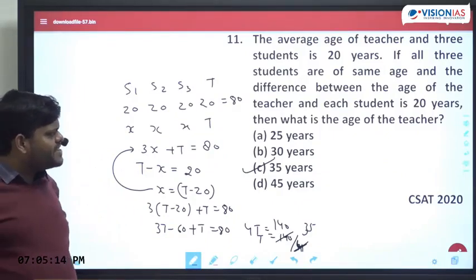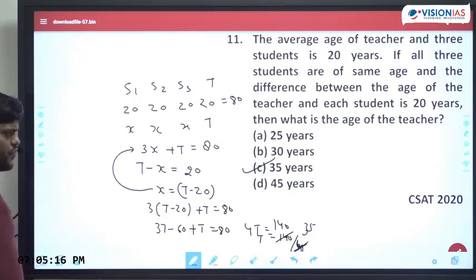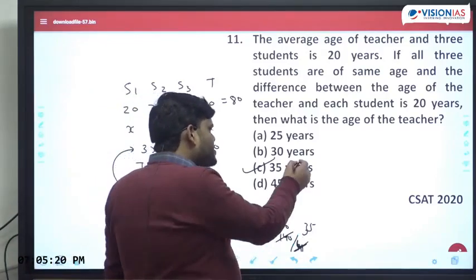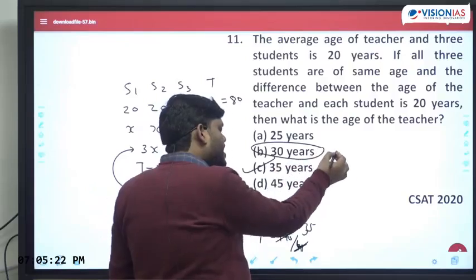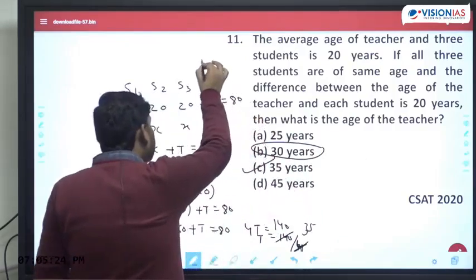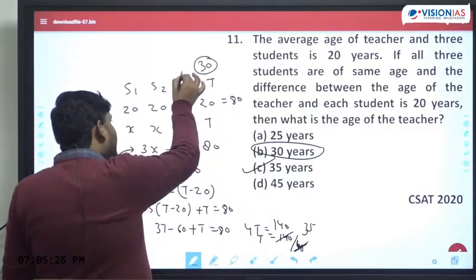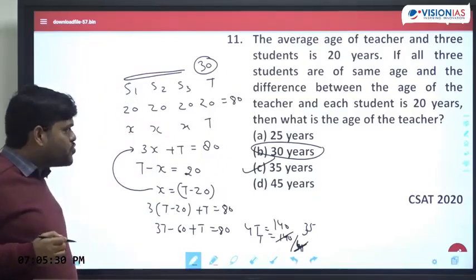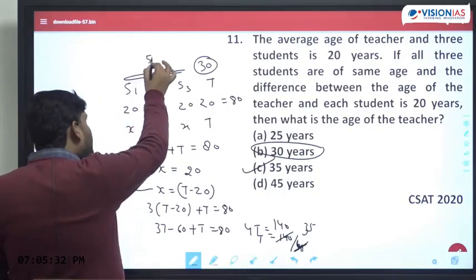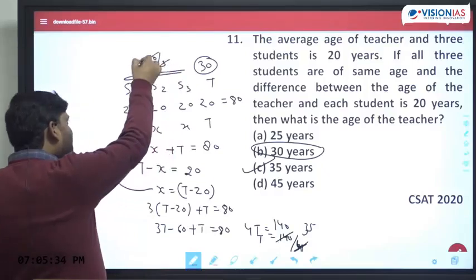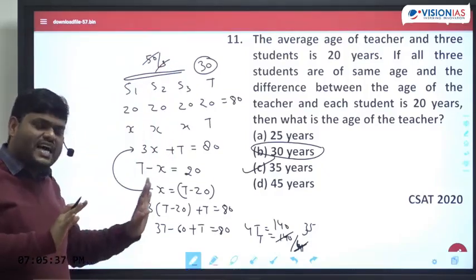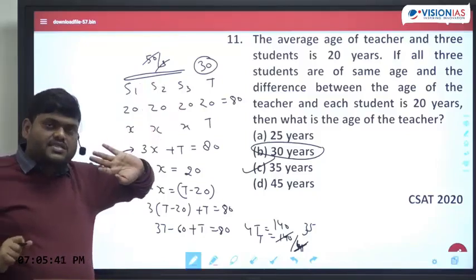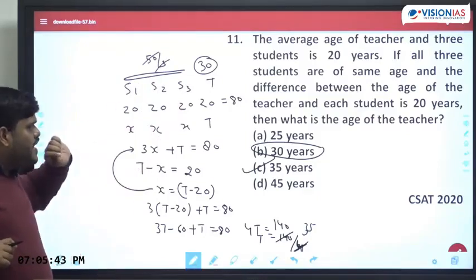We can do this by option also. Suppose any option I'm taking. Suppose I'm taking option as 30. Suppose teacher becomes 30. So all three should be equal. So how much is left? 50 is left. And divide by 3, it will come in decimal. So chances are less that this option will be correct.